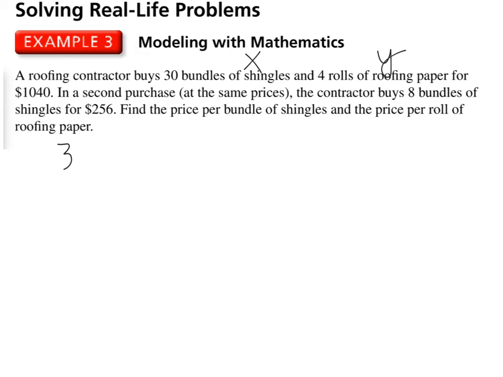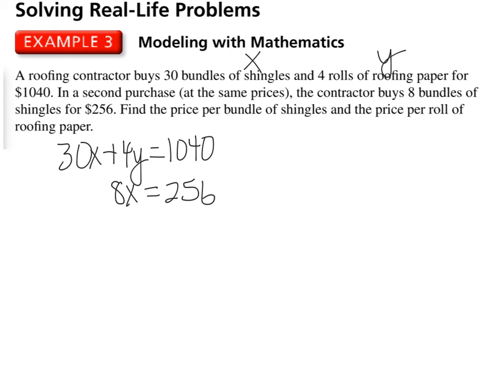So 30 bundles of shingles plus 4 rolls of roofing paper equals $1,040. Now in the second purchase using the same prices, the contractor buys 8 bundles of shingles for $256. So 8 bundles of shingles, that would be 8x, equals $256. Now you may ask yourself, Mr. Humphreys, why don't I just divide by 8, get the value of x and plug it in and go from there? You could do that. But I'm going to go over graphing just to show you what it looks like when you graph.